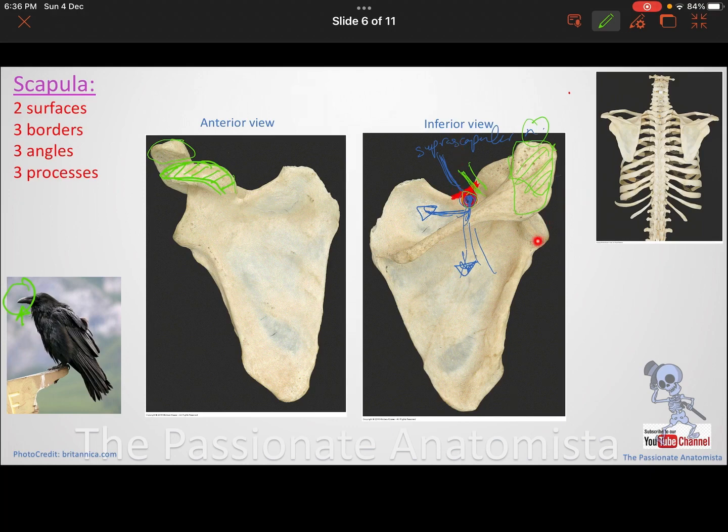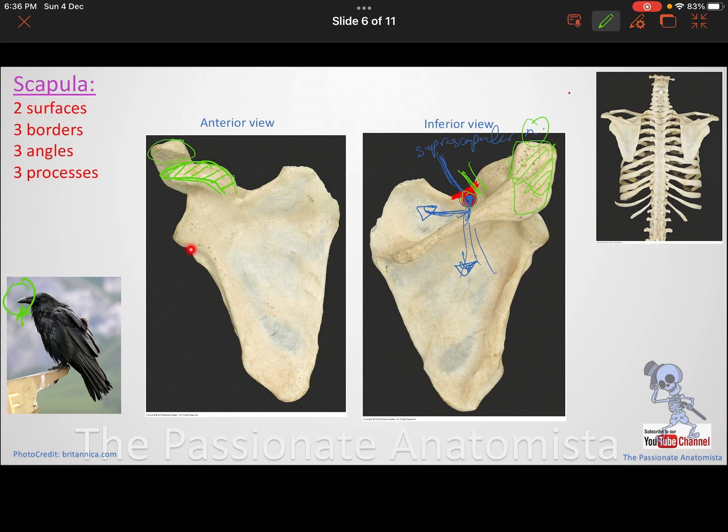We have the superior border, lateral border, and medial border. We have the anterior surface and posterior surface, and we have three angles: superior, lateral at the head, and inferior angle. If you look at this, you will find that this is the superior angle, this is the inferior, this is the lateral, and the lateral angle is exactly the glenoid, and then also the head. After the glenoid you have the glenoid cavity, and if you follow it, you will find a constriction, and that constriction is what we call the neck of the scapula.